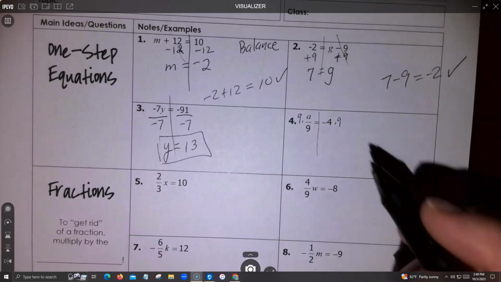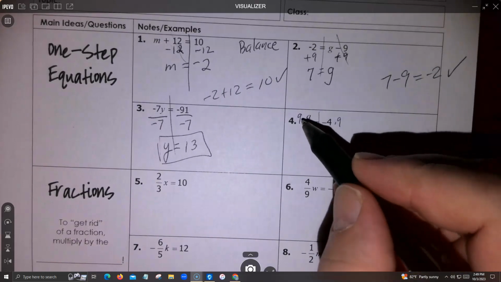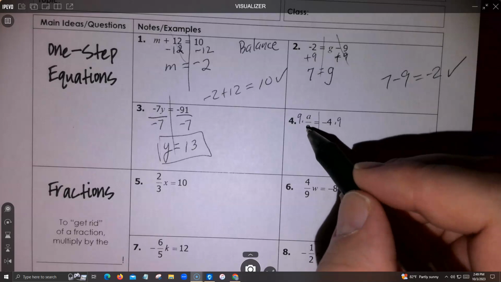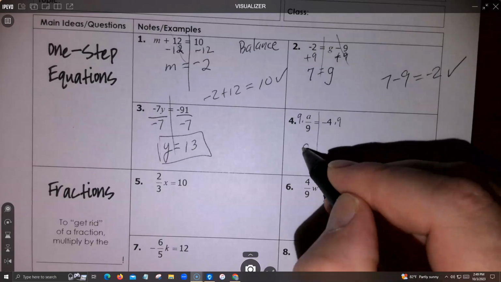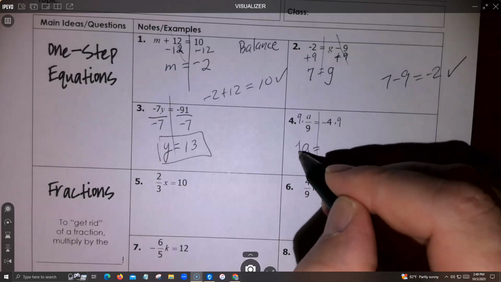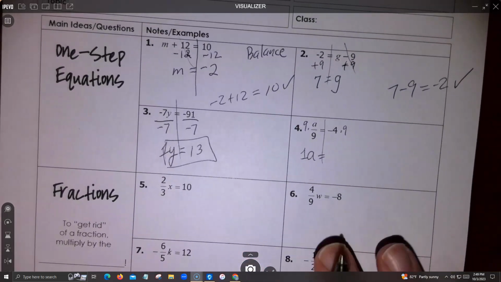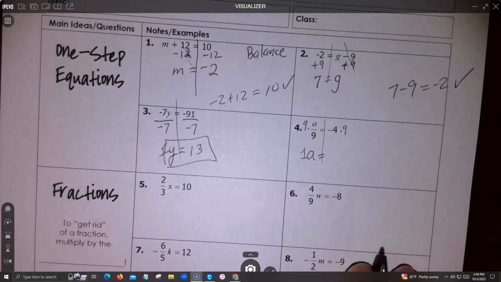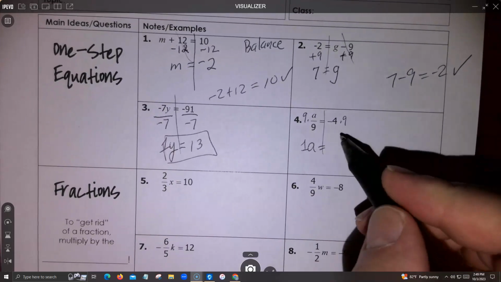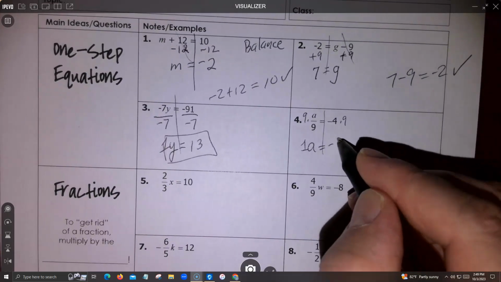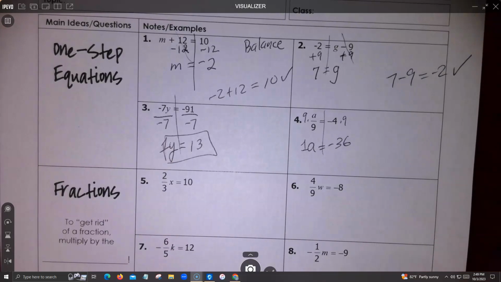Again, there's my equation. 9A divided by 9. 9 over 9 is still 1. This is A. Again, if you want to put 1A, you can. If you want to put 1Y, you can. But it's understood that if you have a letter all by itself, it's a 1. Okay? And then negative 4 times 9 is negative 36. So, there's your solution. A is equal to negative 36.